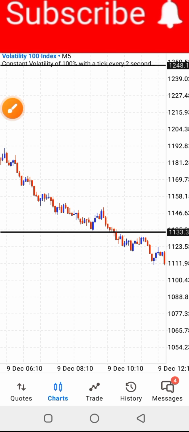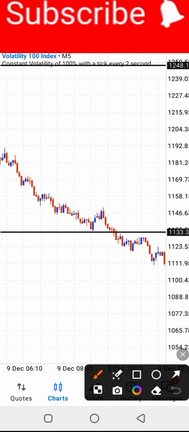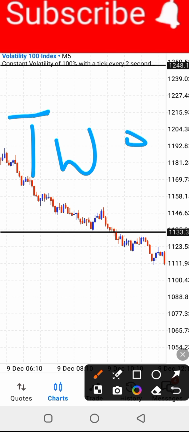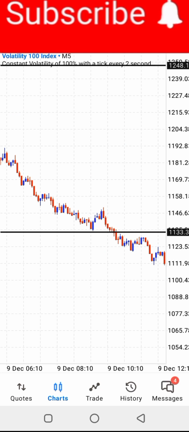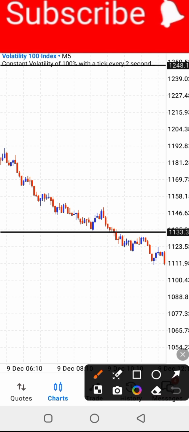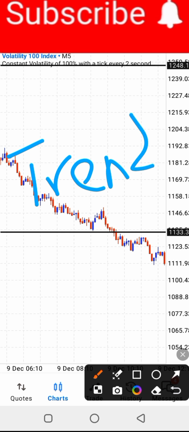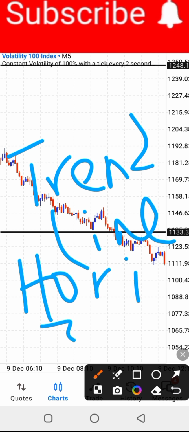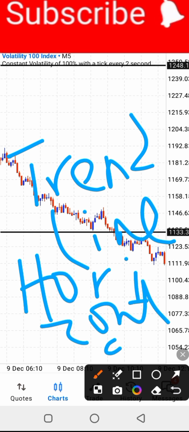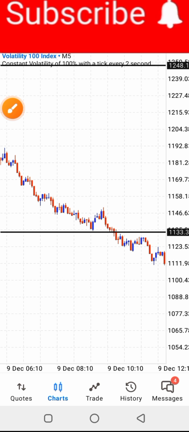So in this particular video, the system I'll be teaching you involves the use of two lines. You just need two lines to execute this system. The very first line, you're going to be using as your trend line, and the second line is just going to be a horizontal line. Very simple, just two lines. That's all you need for this strategy.